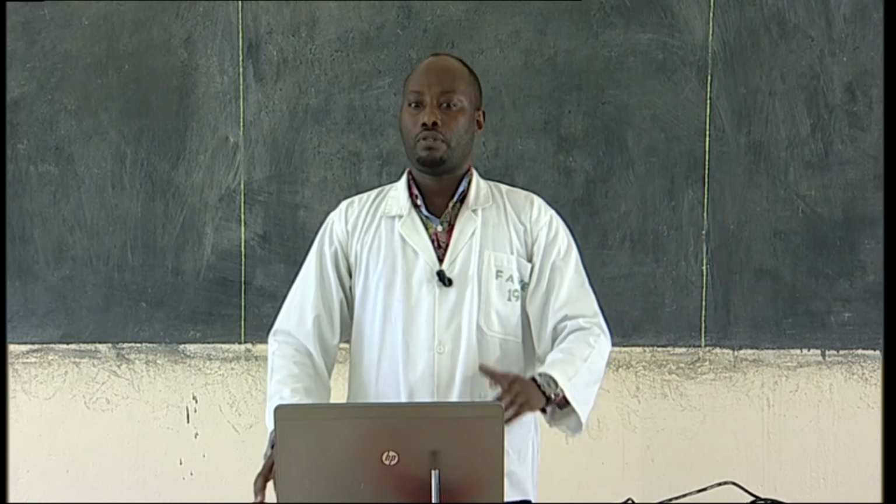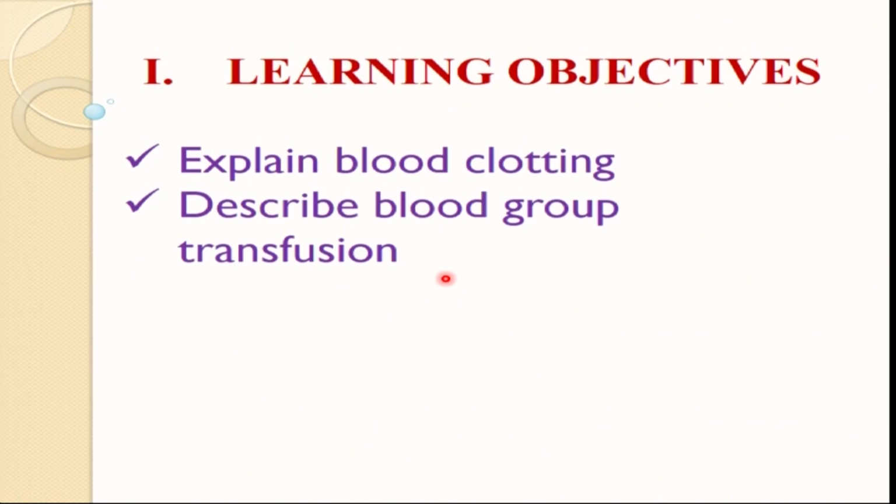The learning objective of the lesson is to explain how the process of clotting of blood takes place, that is, how the blood clots when a person gets damaged or injured. We also have to describe blood group transfusion. That is what we're going to be discussing today, and I welcome you all to the lesson.